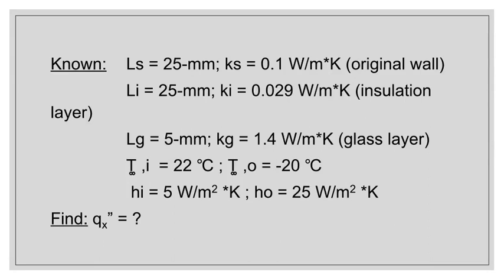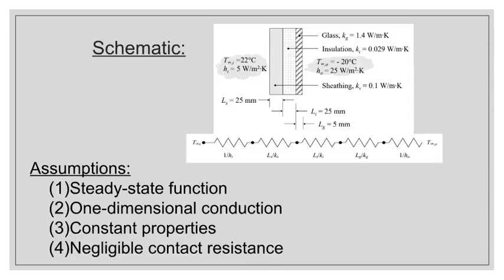In the problem, we are given the thickness and thermal conductivities of the original wall, the insulation layer, and the glass layer. We are also given the temperatures inside and outside the walls with convection heat transfer coefficients. And we are to find the heat flux through the original and retrofitted walls. The schematic diagram is shown here, where the resistances are each for a unit area. The assumptions are one-dimensional conduction, steady-state conditions, constant properties, and negligible contact resistances.